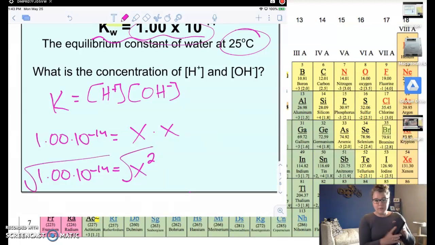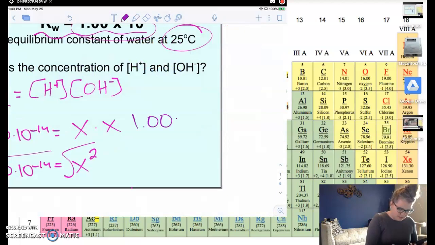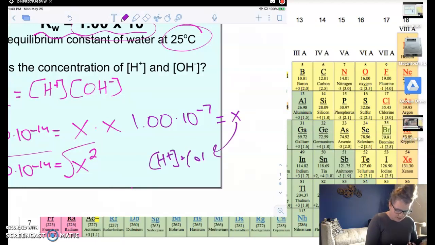If you take the square root, you can probably do this in your head. I know the answer, but for the sake of drama, take the square root of that. You get, with sig figs, 1.00 times 10 to the negative 7. And remember what X was: it was the concentration of H plus and OH minus, because they have to be the same.